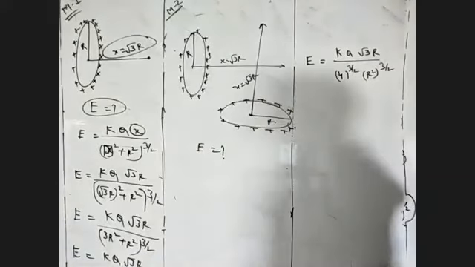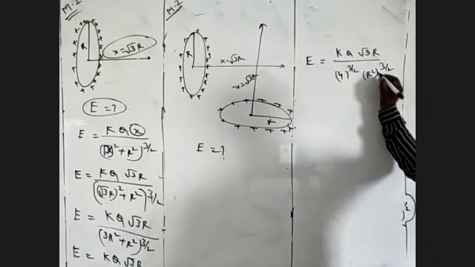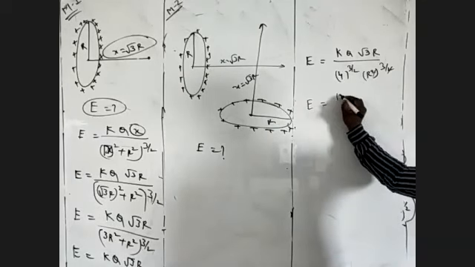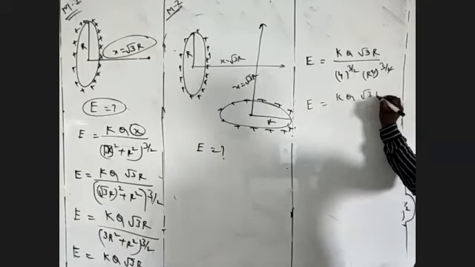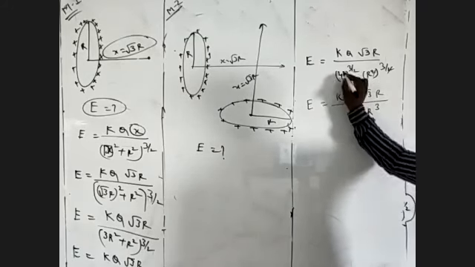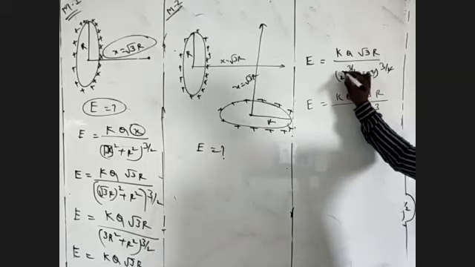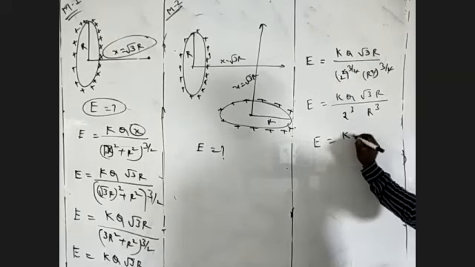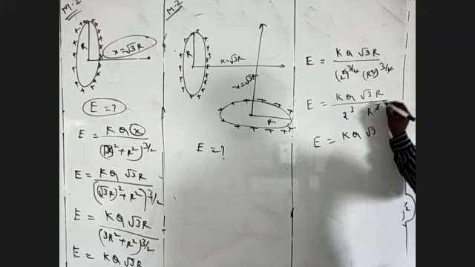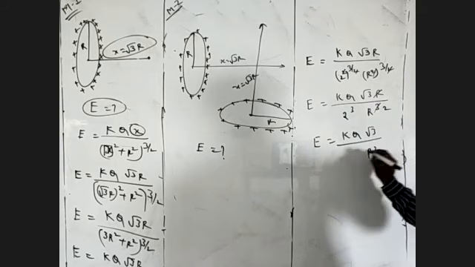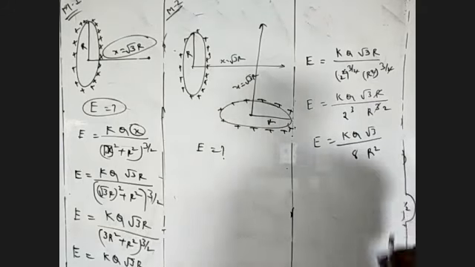Now this square and square cancel each other. E is equal to kq root 3 r by r cube. Now 4 is 2 square, so 2 square to the power of 3 gives 8. Now E is equal to kq root 3 r, and r cancels, by 8 r square.